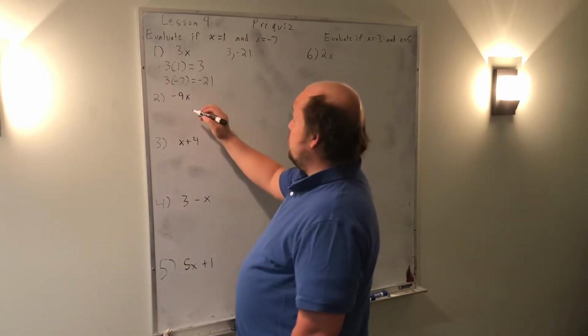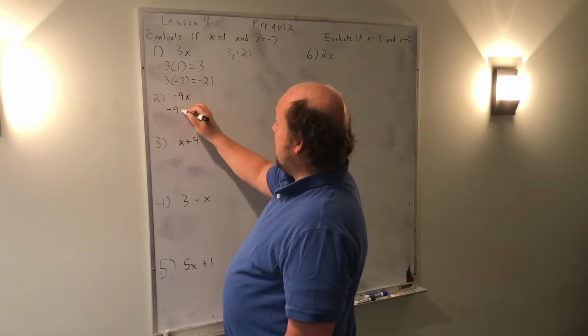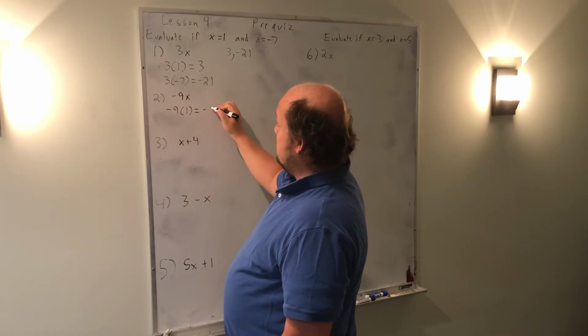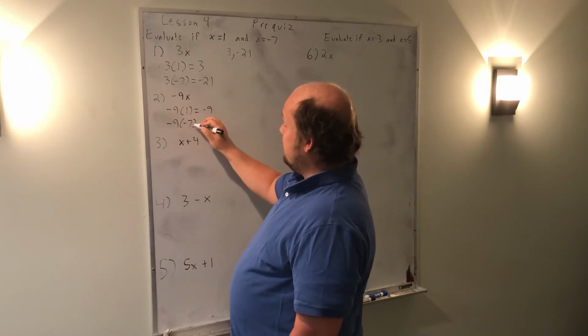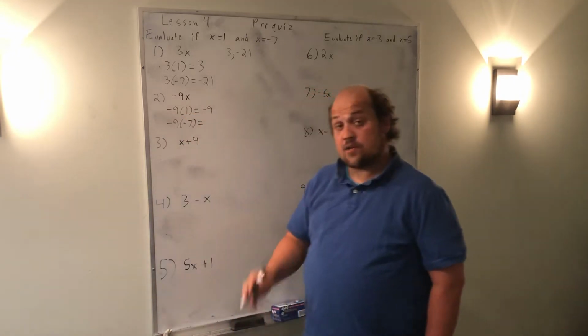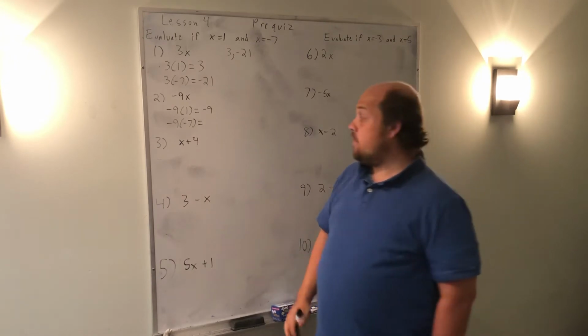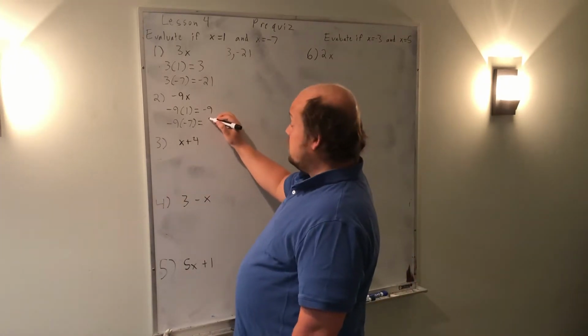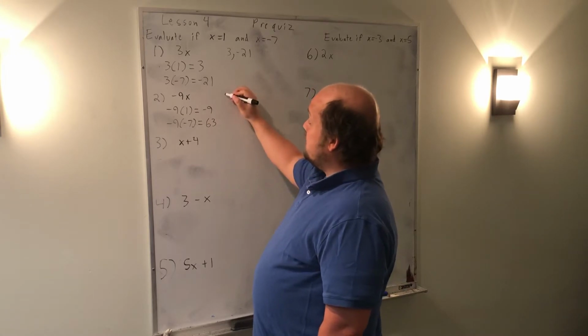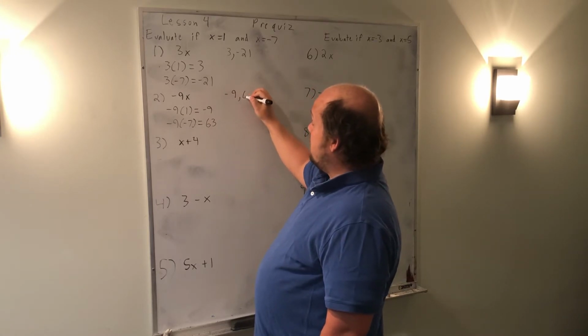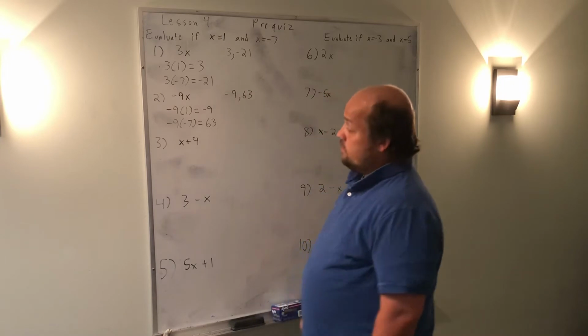For problem 2, we're going to be doing -9 times 1 to give us -9, and -9 times -7. In the second case, we're taking a negative times a negative, which makes it a positive. So this becomes a positive 63. That's why we're choosing the answer choice -9, positive 63.